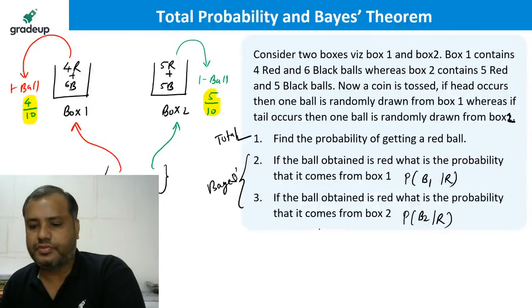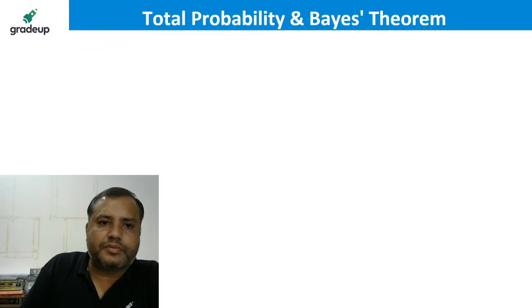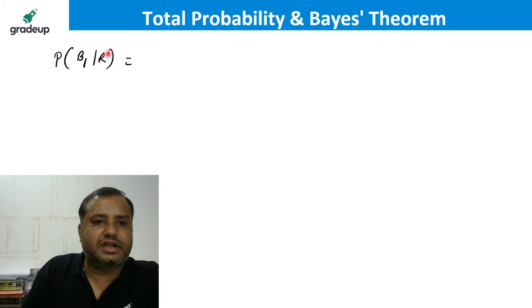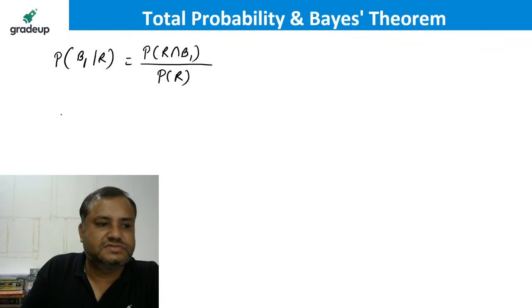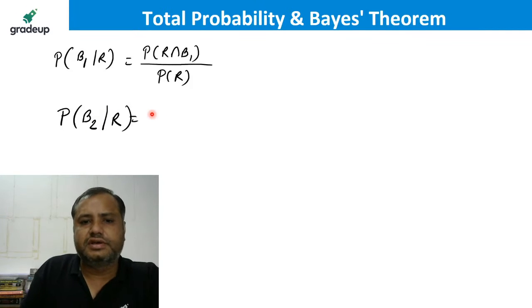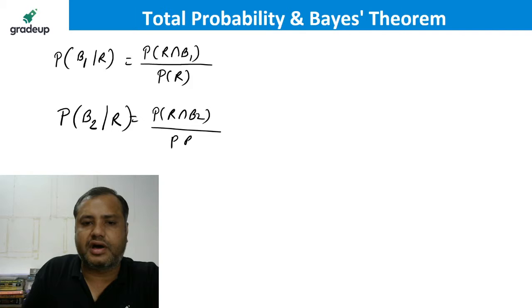Okay, so if the ball obtained is red, what is the probability that it comes from box 1? This is conditional. It will be joint upon marginal. Joint in the numerator, R intersection B1, upon marginal of R in the denominator. Similarly, if the ball obtained is red, what is the probability that it comes from box 2? This is also conditional, joint upon marginal, R intersection B2 upon P of R.